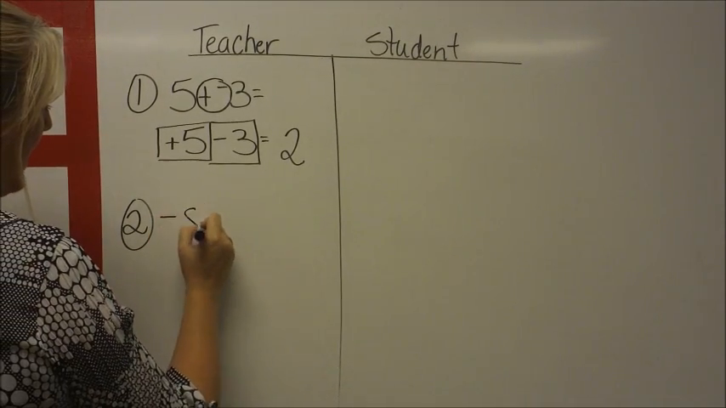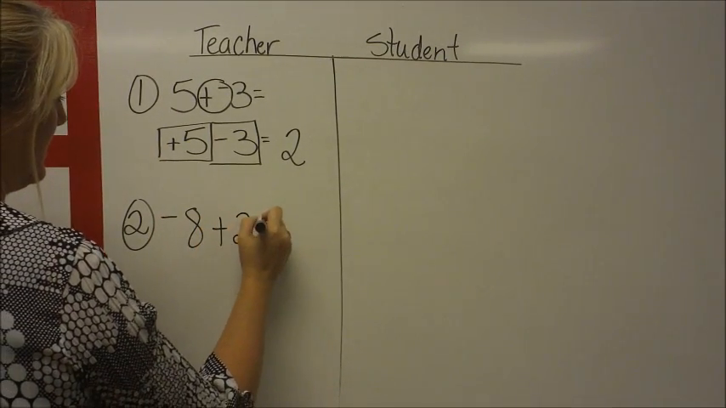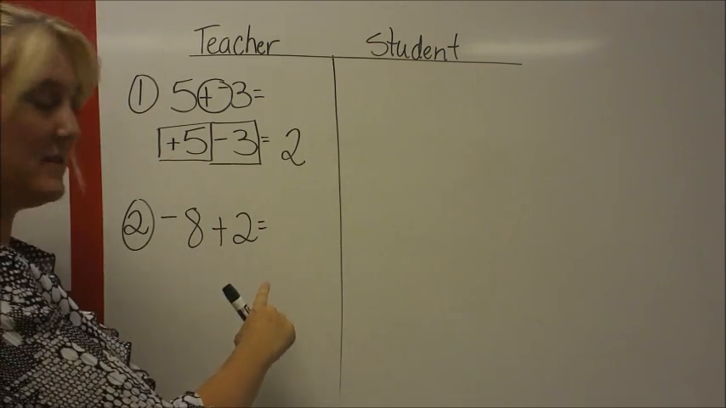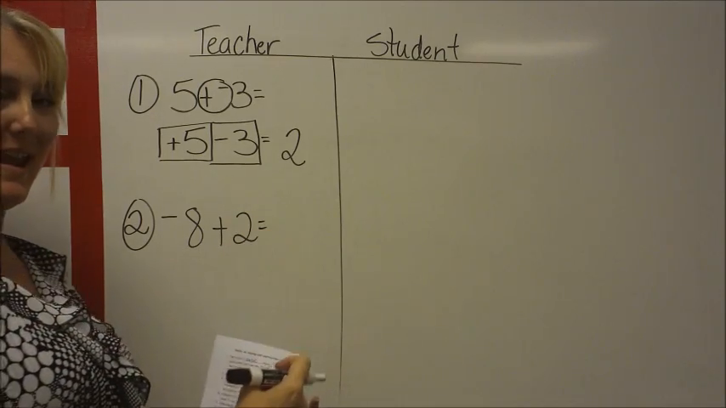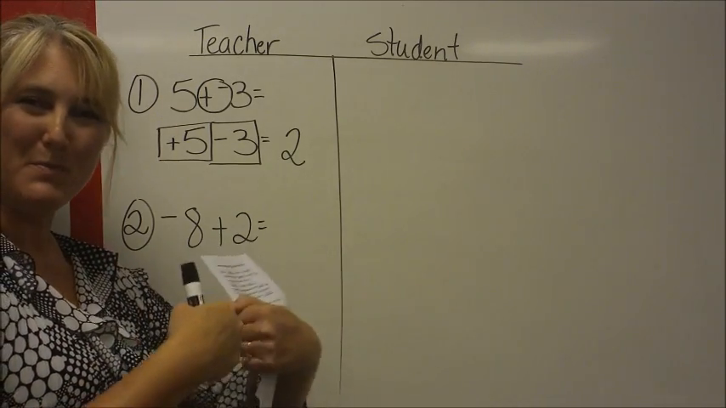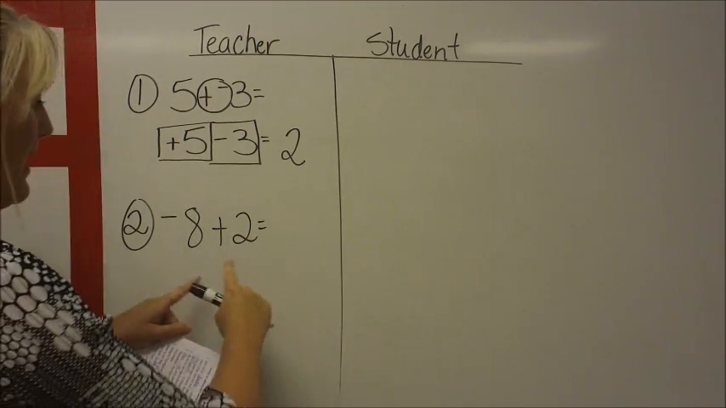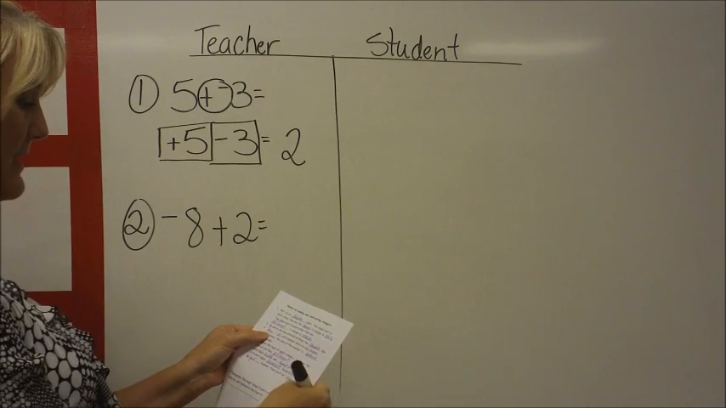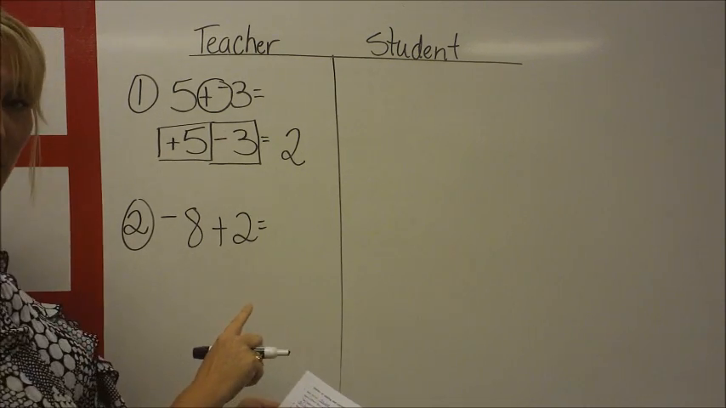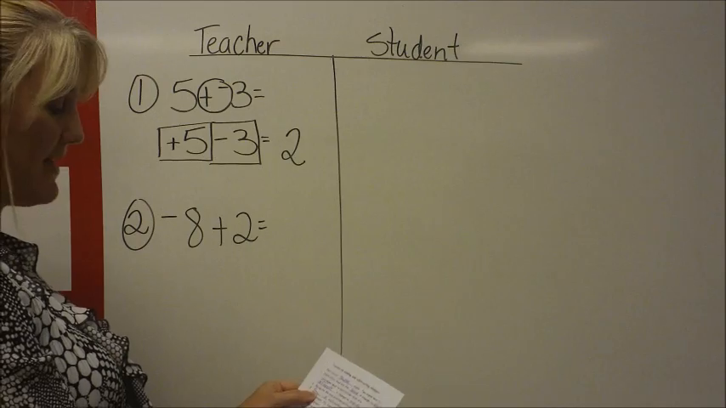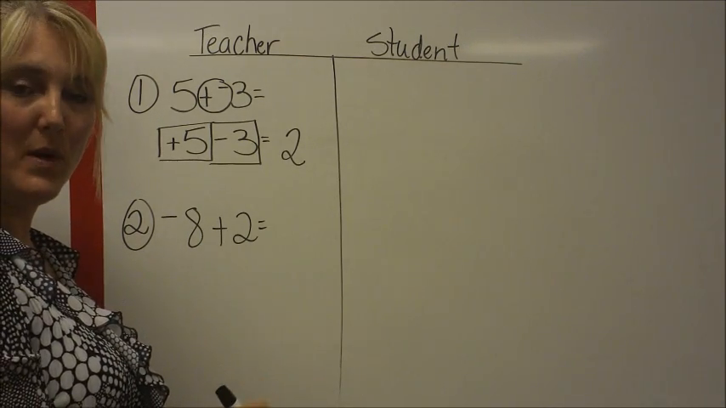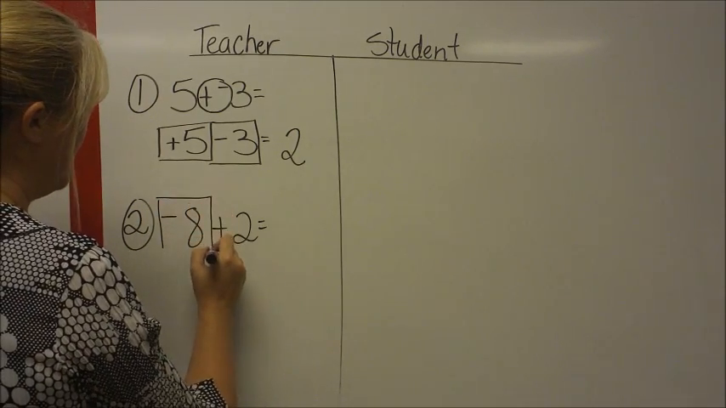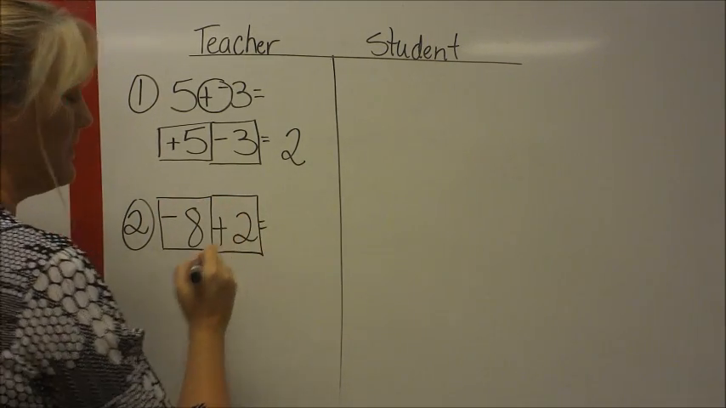Let's try -8 plus 2. Step 1 says to get rid of any double signs. Are there any double signs in this problem? Do you see anywhere where a negative and a positive are bumped up next to each other? There's not. The signs that we see are separated by numbers. So I can go ahead and skip. I don't have to rewrite the problem because I didn't have to get rid of any double signs. I can skip down to step number 3 in your notes and start boxing in. What I have is a -8 and a +2.